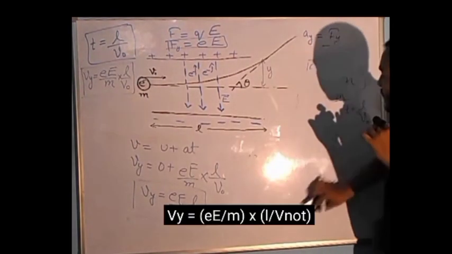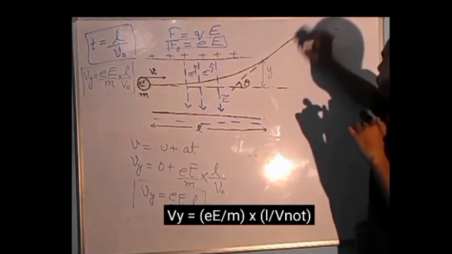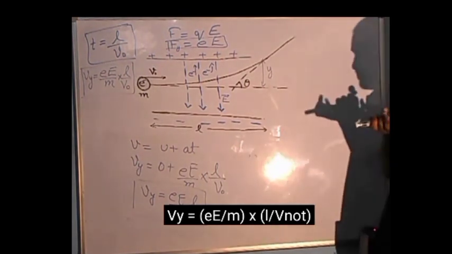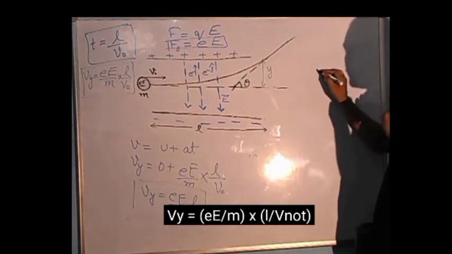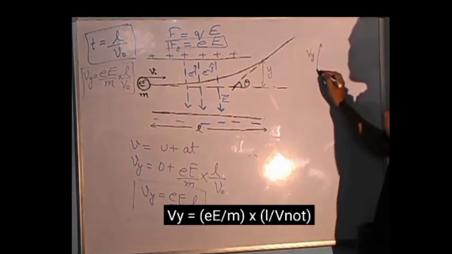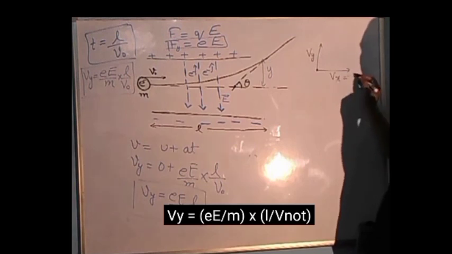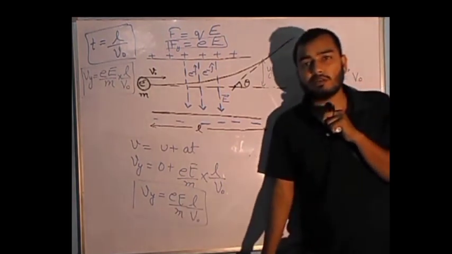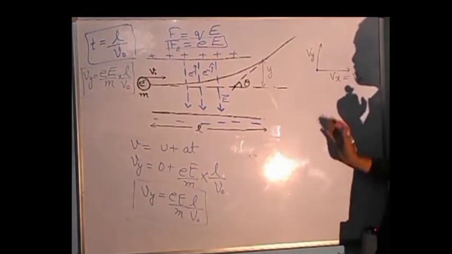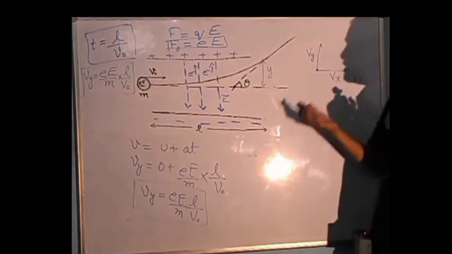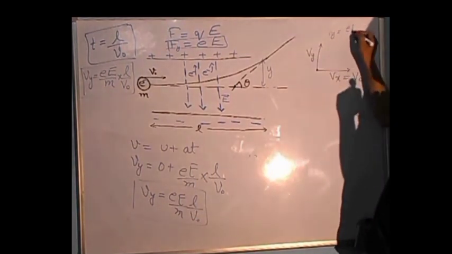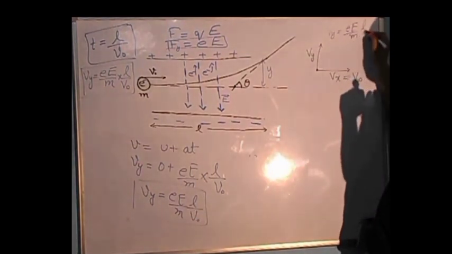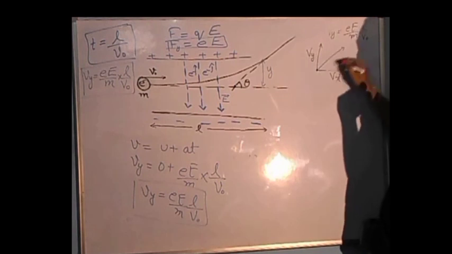Now I need to calculate this angle theta. Notice how I do that. At this particular point, the electron has two components of velocity, one in the y direction and one in the x direction. In the x direction, the velocity is constant because there is no acceleration along the x direction. But along the y direction, the velocity has increased and it has become E divided by m multiplied by L by v naught.